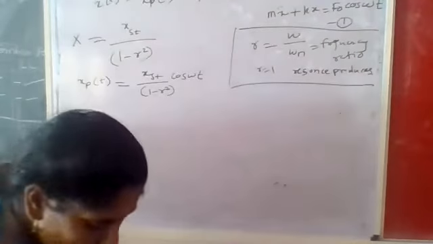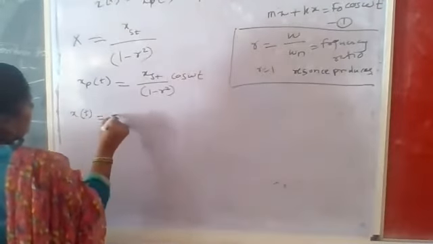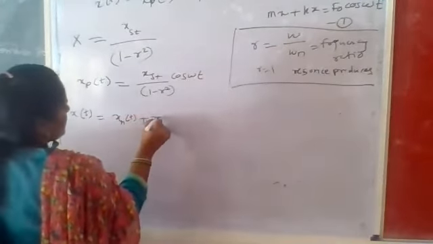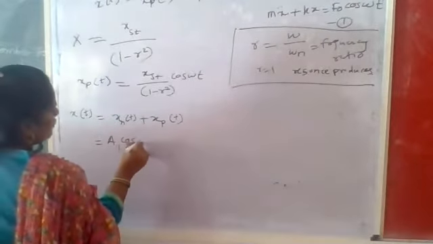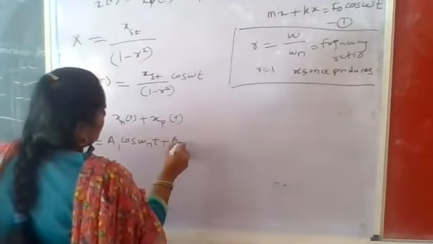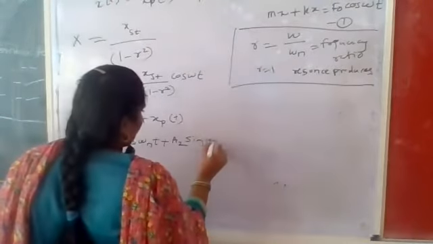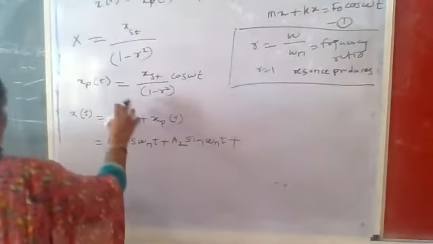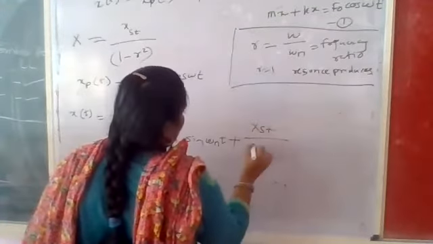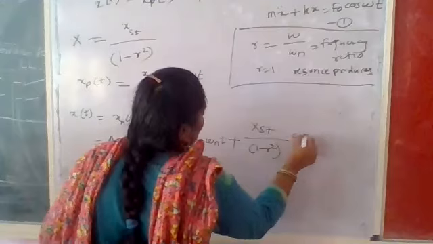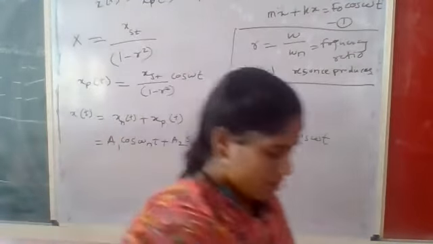By putting this value of x particular in the basic equation number second, what is our x h of t? First one is x h of t plus x particular integral of t. So x h of t is a1 cos omega n t plus a2 sin omega n t, plus x p of t. What is this x p of t? Already we know that is x st divided by 1 minus r square into cos of omega t. Up to this equation, we have covered.